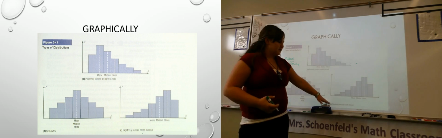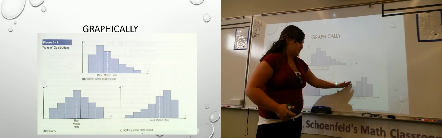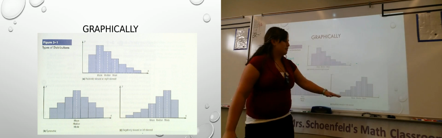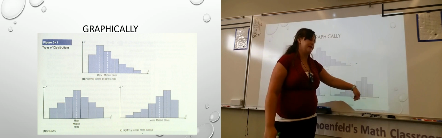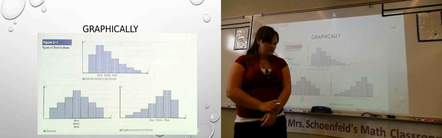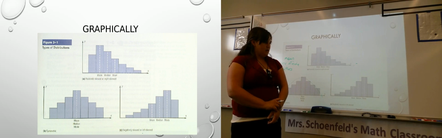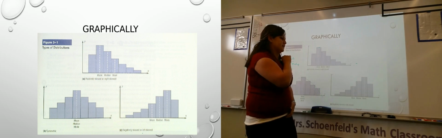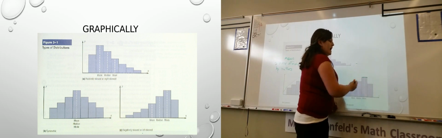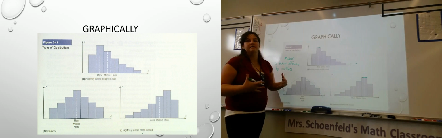Okay, if it's negatively or left skewed, my tail's on the left side, and my mean is generally the lowest thing on there. So my mean is lower than my median and my mode. The mode is going to be like this. This is the highest one, so that's my mode. My mode is that highest class. That's my modal class.